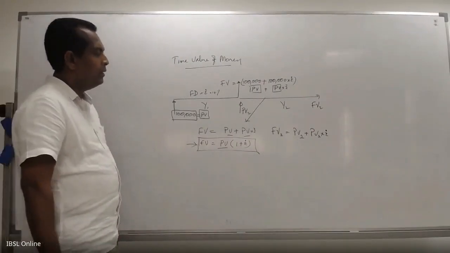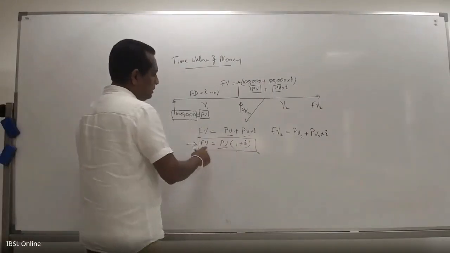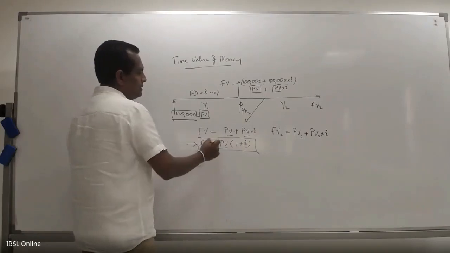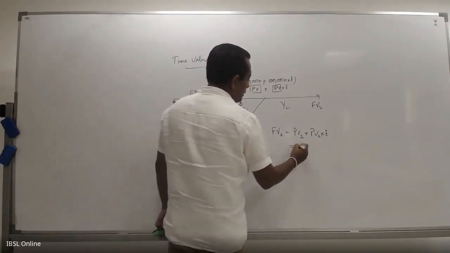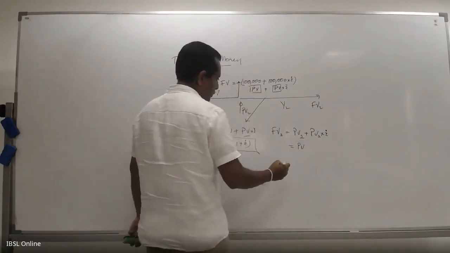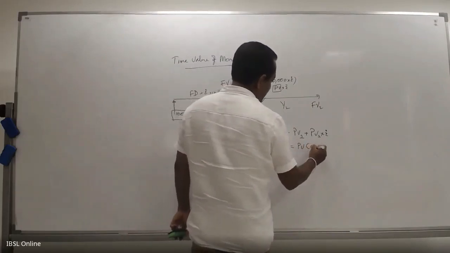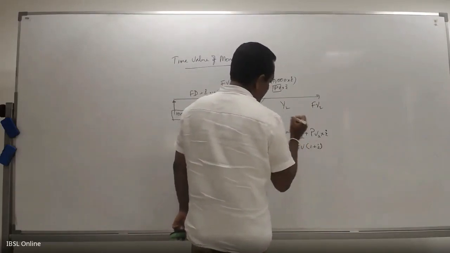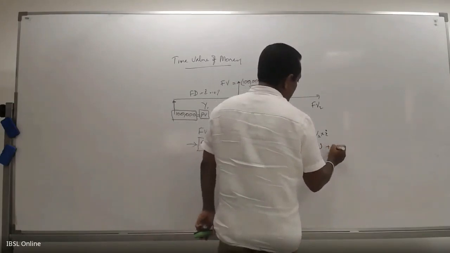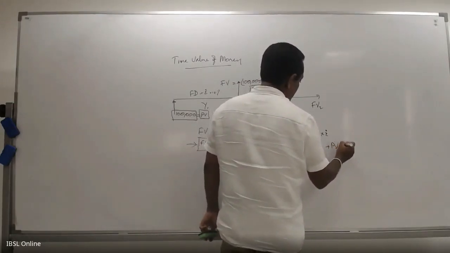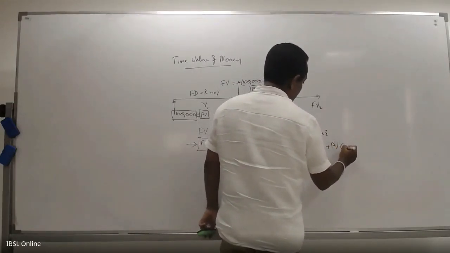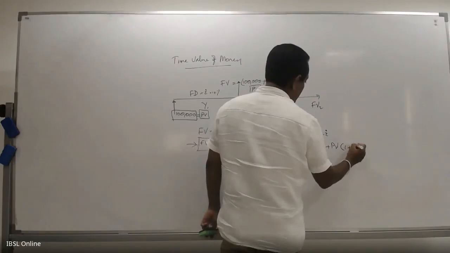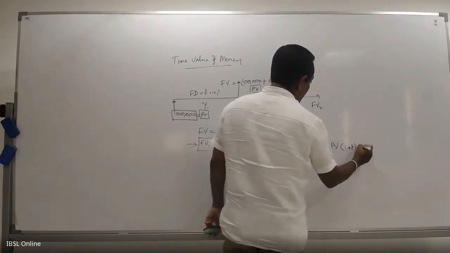Right? What is present value 2? It is the future value 1, which is equal to present value (1 plus I). Present value (1 plus I) into I.